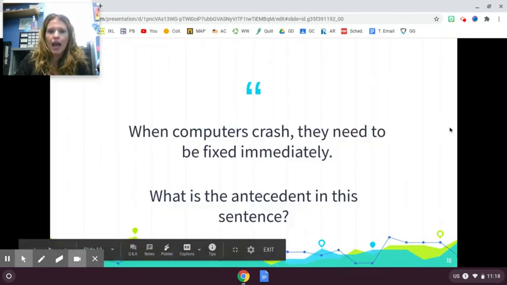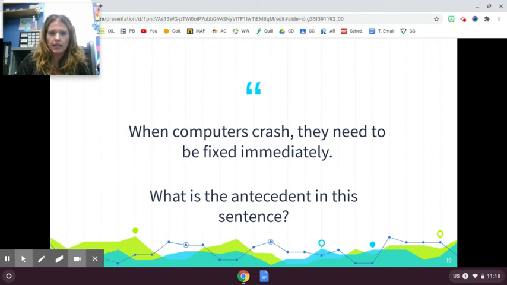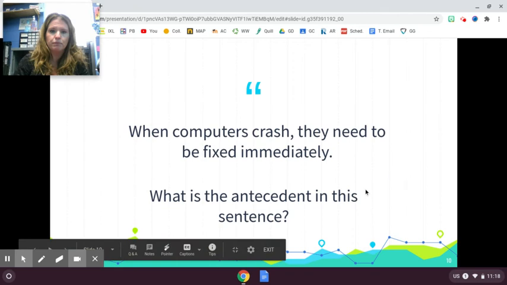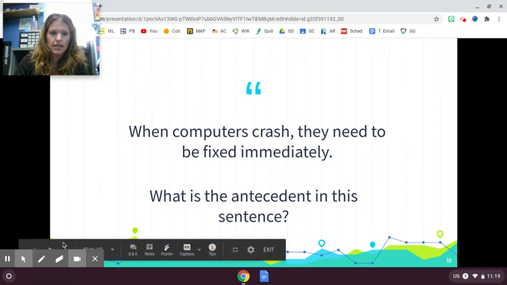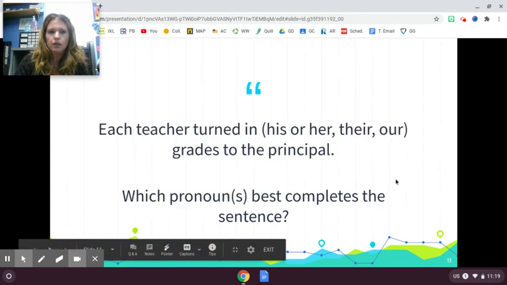When computers crash, they need to be fixed immediately. What is the antecedent in this sentence? So hopefully you chose computers. The pronoun is they, and it's saying that the computers need to be fixed immediately. So computers is the antecedent.